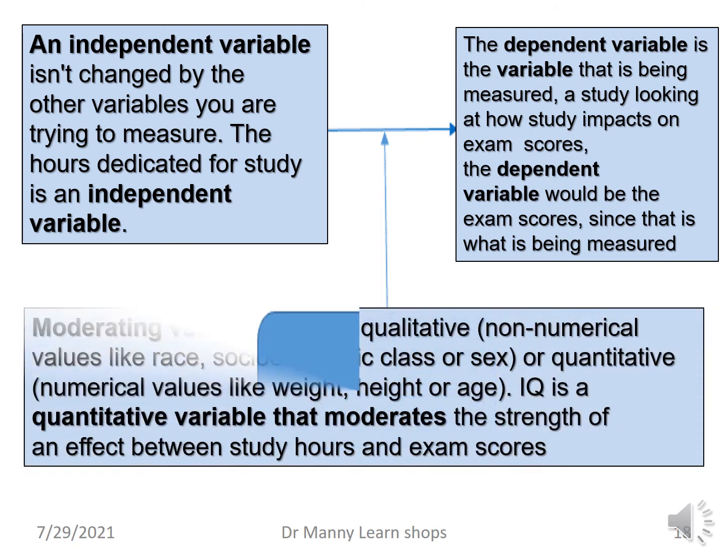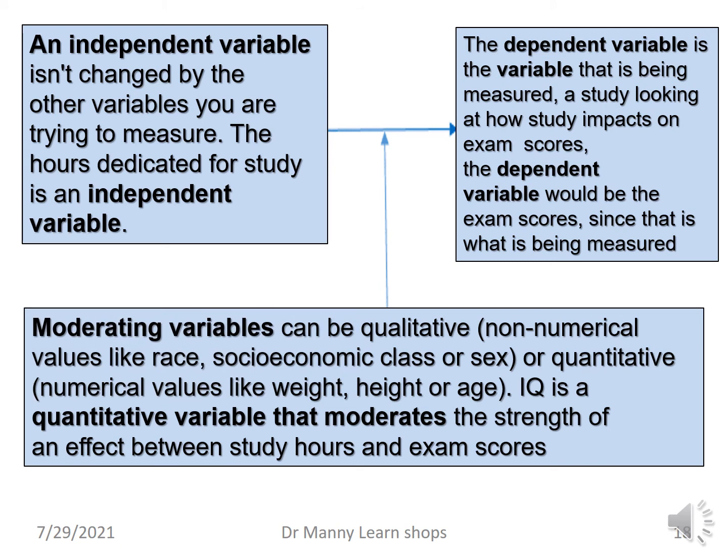Then in between, you've got the moderating variable. And it can be qualitative, non-numerical, values like race, socioeconomic class, or sex. Or it can be quantitative, numerical values like weight, height, or age. IQ is a quantitative variable that moderates the strength of the effect between study hours and exam scores.